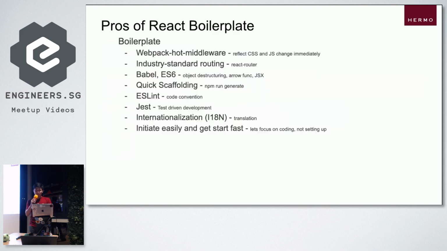Next, let's see some of the pros, the features provided by Boilerplate. They have hot reloading to reflect your JavaScript and CSS changes immediately. They have routing already. Babel for transpiling ES6. Quick scaffolding for you to generate components and containers. ESLint for code convention checking. Jest for test-driven development. And internationalization using React Intl. Boilerplate has you set up all this with a few commands.